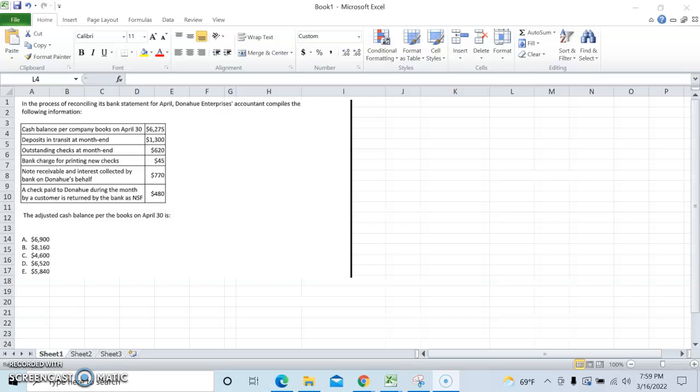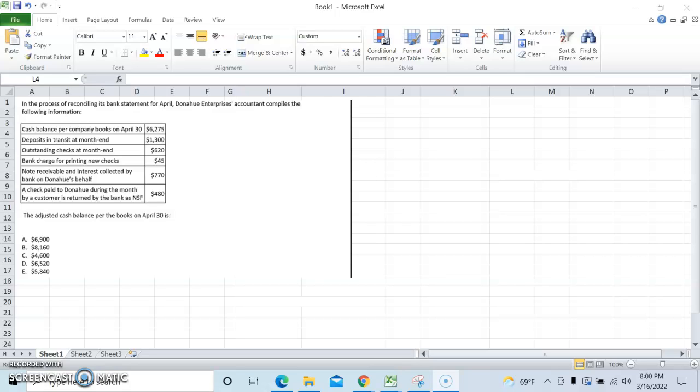I've been helping students a long time in financial accounting, and let's jump right into this problem. In the process of reconciling its bank statement for April, Donahue Enterprises' accountant compiles the following information: cash balance per company books on April 30th, 6275; deposits in transit at month end, 1300; outstanding checks at month end, 620. Bank charge for printing new checks, 45. Note receivable and interest collected by the bank on Donahue's behalf, 770. A check paid to Donahue during the month by a customer is returned by the bank as NSF, 480.